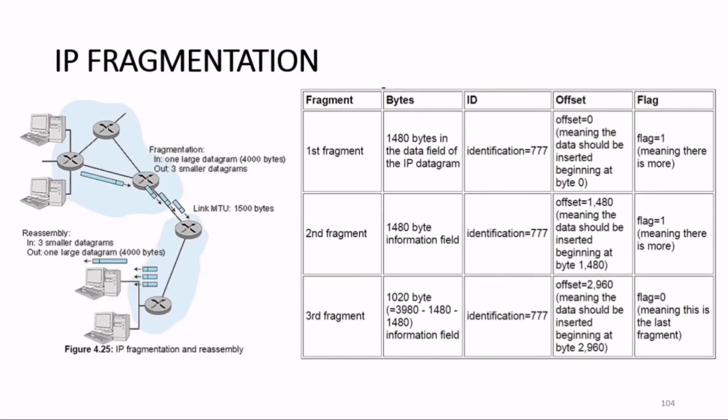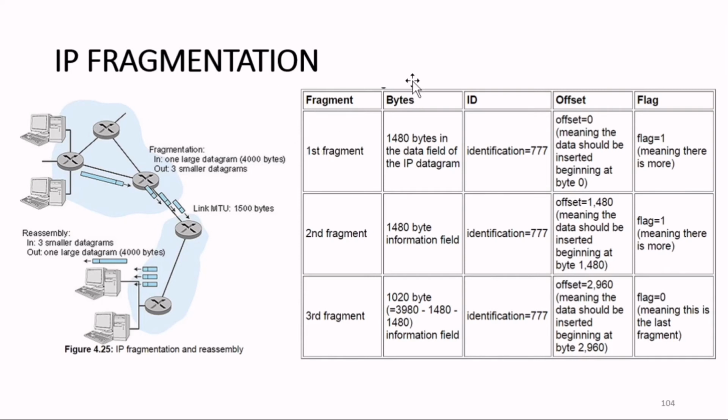So let's look into this example. For example, we have one large datagram with a size of 5,000 bytes. However, this link can only accept 1500 bytes. So this is the link MTU, which means that this large datagram needs to be fragmented. So how do we fragment the large datagram?